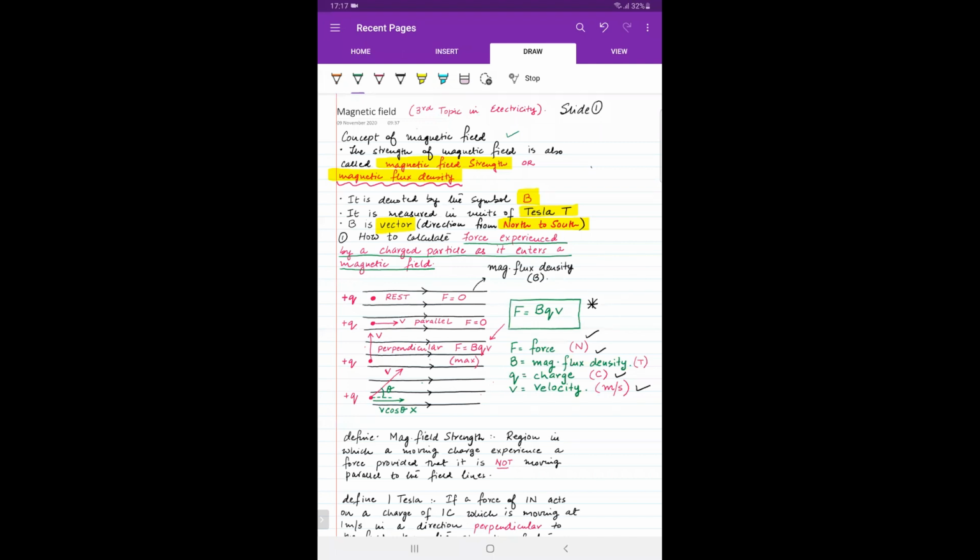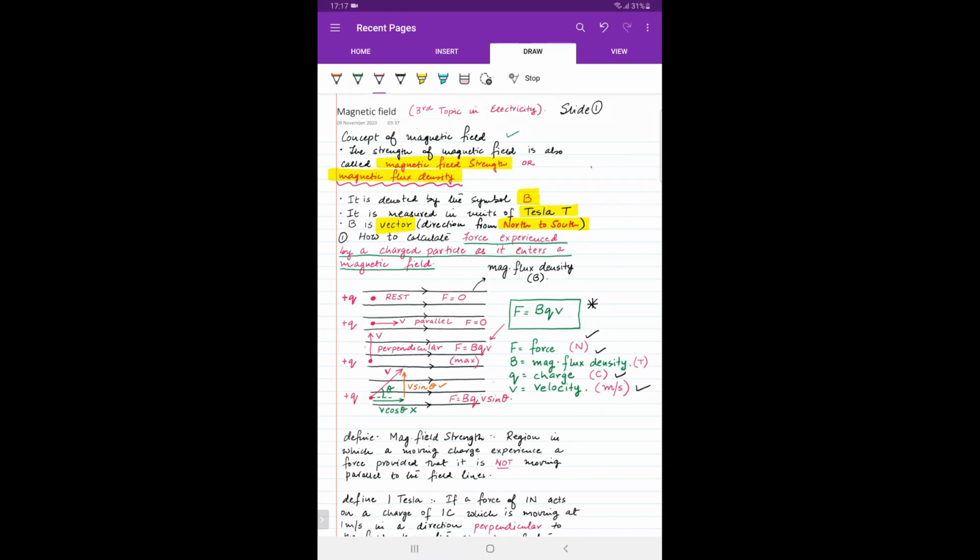Whereas the other component which I'm constructing with the orange marker right now, this component will be established as v sine of theta. And since this component is perpendicular to the field lines, so surely this component will create a force. The final formula आपका बनेगा, that will be expressed as F is equal to B times Q times V sine of theta.